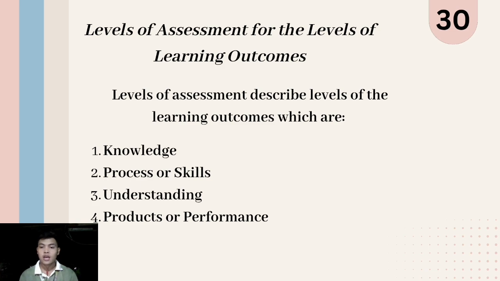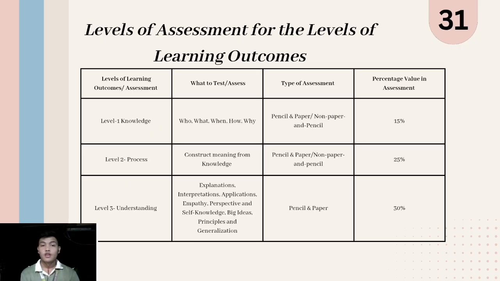In other words, the levels of assessment also follow the levels of thinking skills from lower to higher level. So the table below tells us the levels of learning outcomes or assessment, what to test and assess with these levels, the type of assessment that we can employ, and the percentage value in assessment. So first, let us have level 1, which is knowledge. So the tests and assessments that we can do are the who, what, when, how, and why.